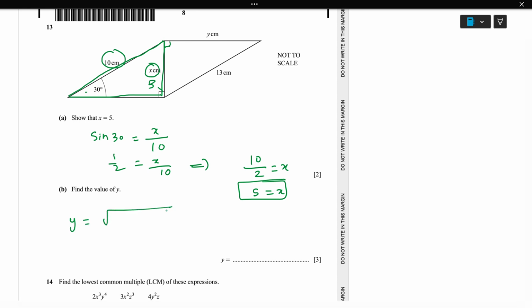equals square root of 13 square minus 5 square, because 13 is the hypotenuse. 13 square minus 5 square equals y square, so y equals square root of 169 minus 25, which is square root of 144, which is equal to 12. So y equals 12 is the answer here.